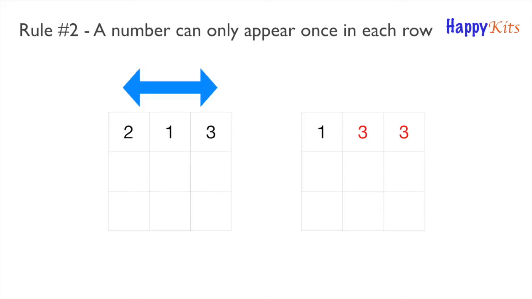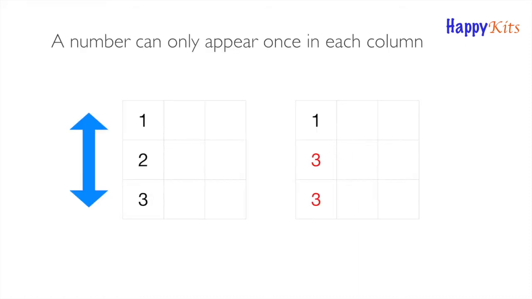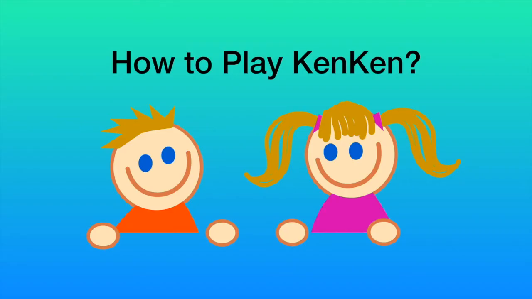Rule number 2. A number can only appear once in the same row. On the right-hand side, the answer 133 is wrong because the number 3 appeared twice. The same rules apply to each column as well. Now that you know the rules, let's see how to play KenKen.